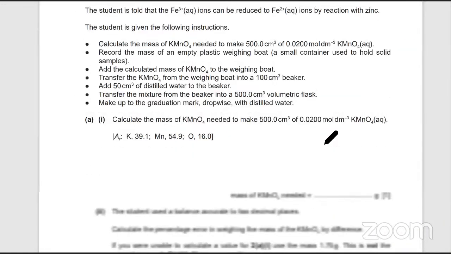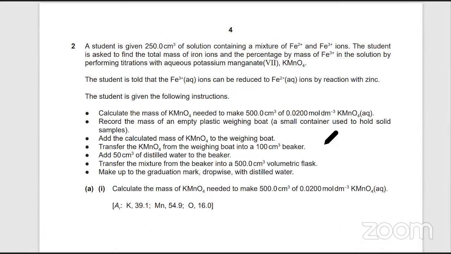अच्छा, वो हो गया. अब क्वेश्चन नंबर 2. Just 1 second. अच्छा, now question number 2. तो a student is given.